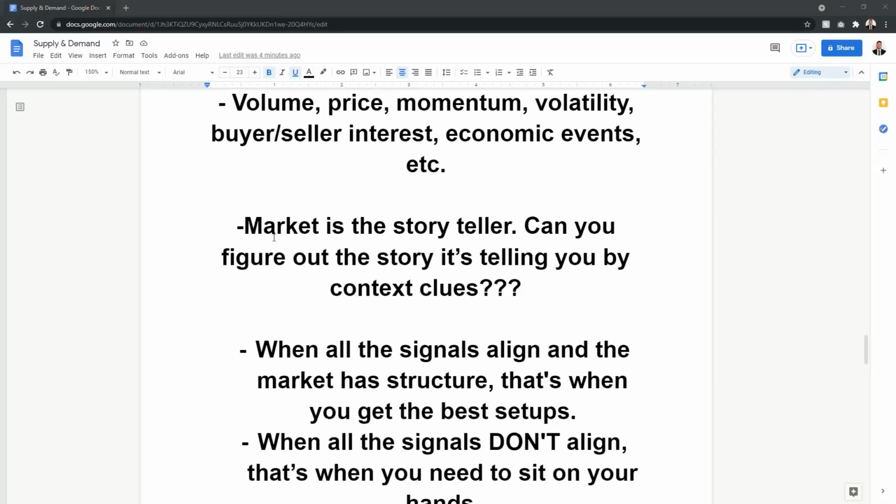I always say this, that the market is the storyteller, and our job as traders is to comprehend the story that it's telling us. Can we figure out the story? It's not going to say, hey, buy this here, sell this here. It's going to give us these market context clues, and our job as a trader is to put them together like a puzzle and figure out the story, then make a valid, rational decision and put a trade on.